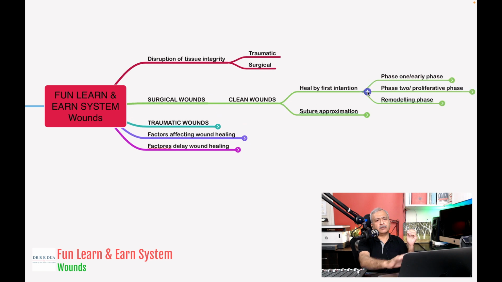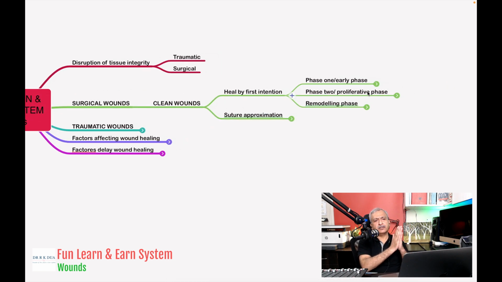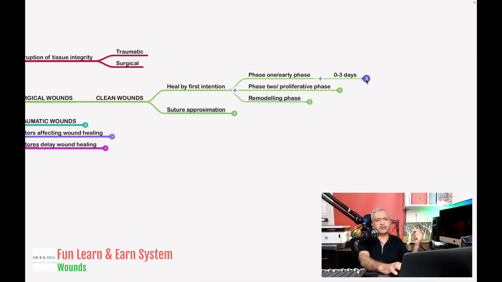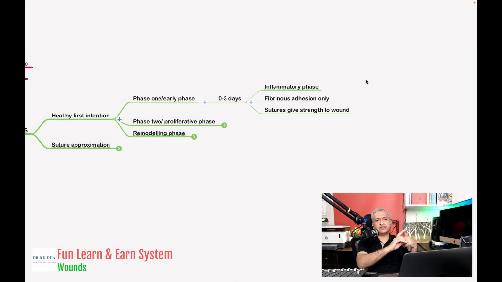So, phase 1, phase 2 and phase 3. Any healing of a wound takes place in 3 stages, 1, 2 and 3. Phase 1 or stage 1, simply all the features of inflammation will be there: redness, heat, loss of function, increased temperature, all these things. This is the early phase and it lasts for 0 to 3 or sometimes up to 5 days. So what exactly is this phase? All the features of inflammation are there.